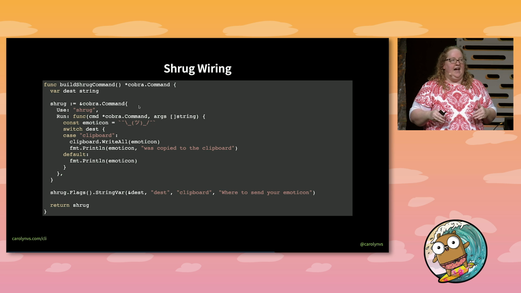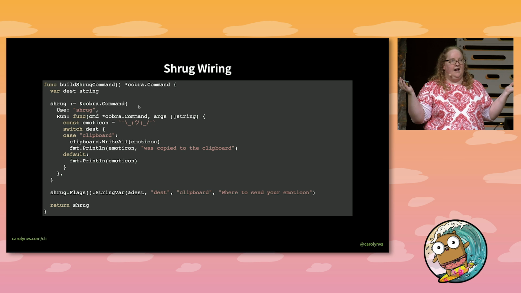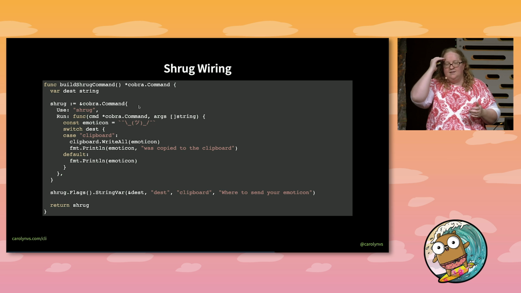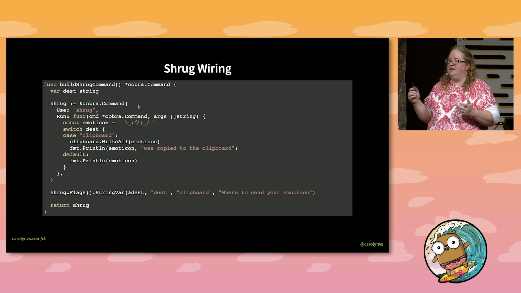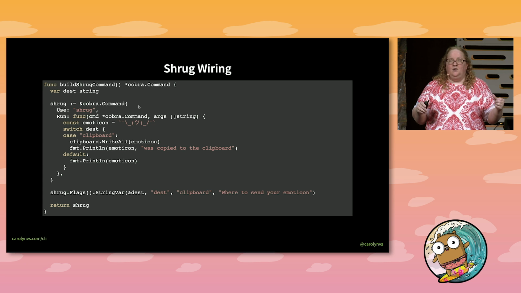We're going to define some flags that we'd like to work with, and we're going to define a destination flag, because we'd like to send our emoticon somewhere, like to Slack, to Twitter, to our clipboard, something like that. So we've defined a flag called dest for destination. By default, we'd like to send it to the clipboard, and we'd like to print out some help text for it. So where do we want to send our emoticon?